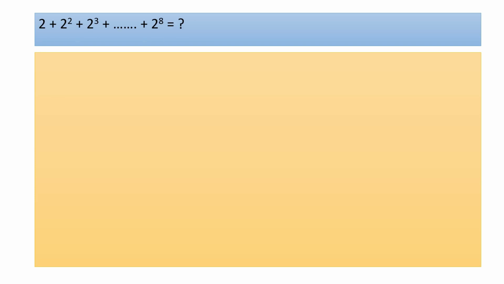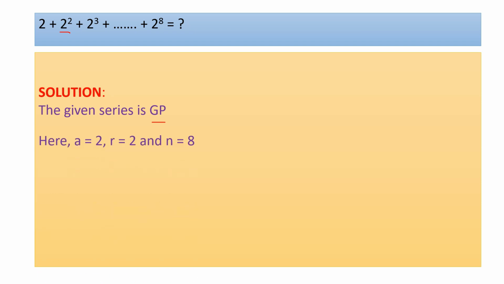Let's move on to the next problem. The problem is 2 plus 2 square plus 2 cube plus up to 2 power 8. What is the value? By looking at the problem statement itself, we can understand that the given series is a GP, a geometrical progression, because each term differs from the preceding term by a common ratio. In this case, 2 square by 2 gives 2, 2 cube by 2 square gives 2. So this is the sequence of a GP.